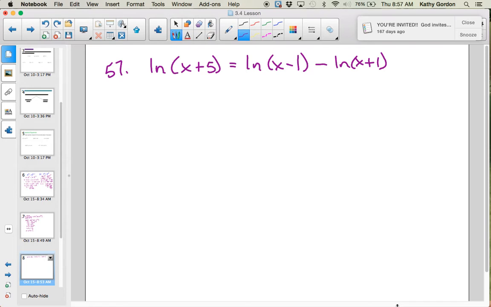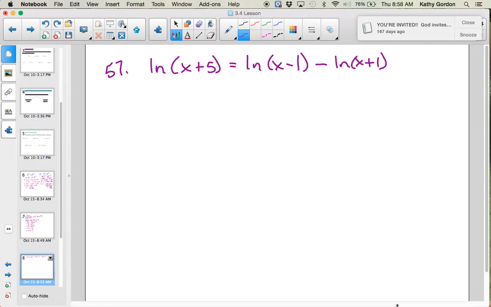But when that doesn't work, when I don't have logs on both sides, I can't just get it to be a log of something equal to a log of something, then your other option is to use your properties and do a rewrite. So change your logarithmic equation back into an exponential equation and see if you can work it out that way. Okay? So in this case, obviously looking at it initially, it's not a one-to-one.